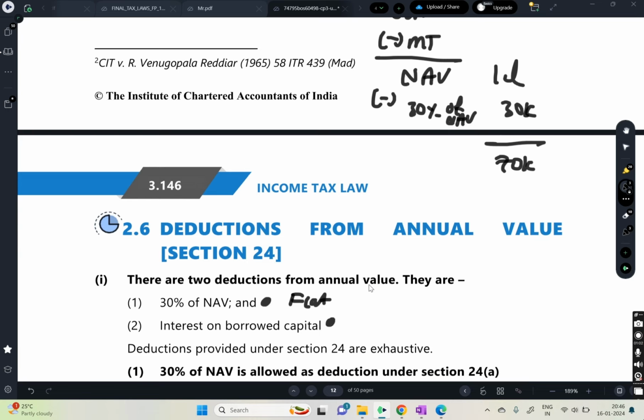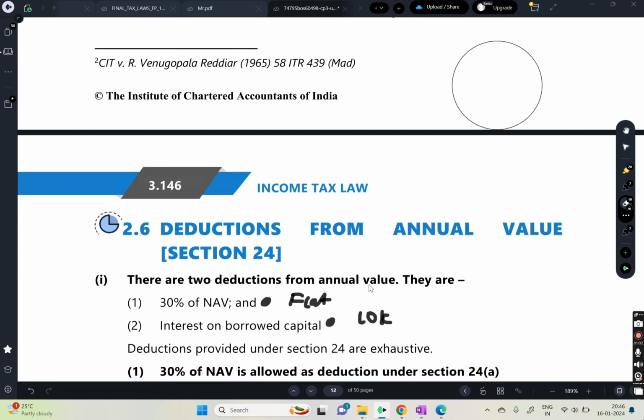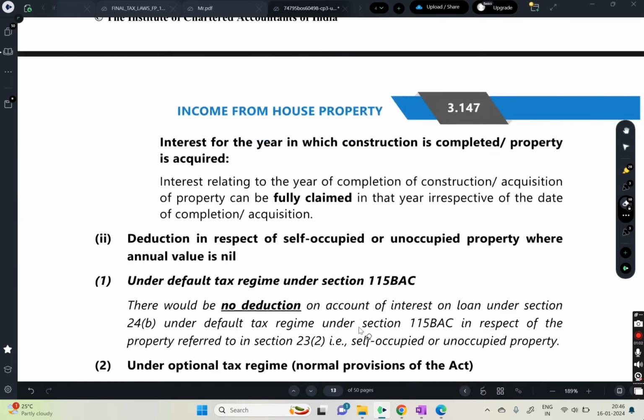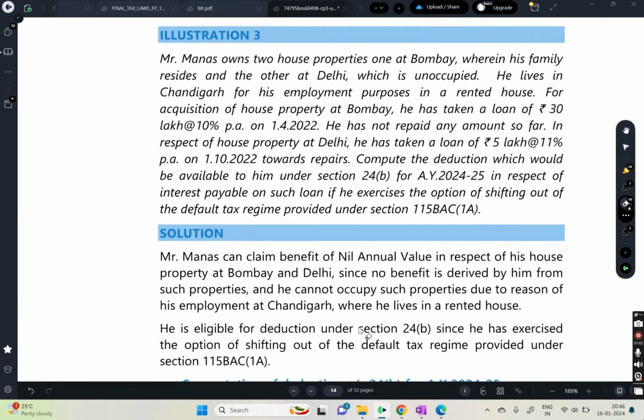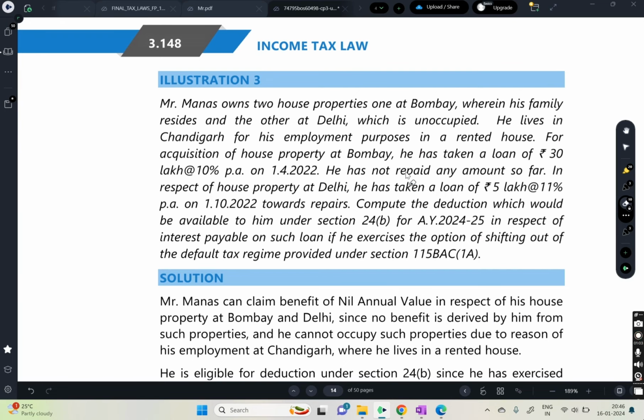And also if there is any interest on borrowed capital, this is the only concept which we did not complete, some part is there, a little bit to discuss. It's not much but very small. So interest on borrowed capital, let's just say you paid 10,000 rupees, then you can claim that also as a deduction. Then the remaining 60,000 is income from house property. Understood, guys? Yes, sir.